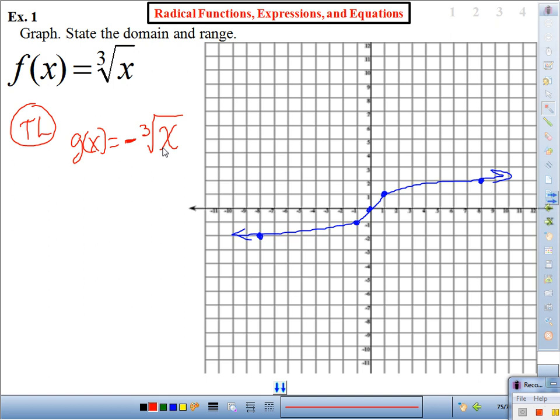Chloe, what does it do if it has a negative outside to this function? What? It reflects about which axis? That is correct. Did everybody hear that? Yes. Chloe in the house. She said it reflects about the x-axis. So this point reflects down here. This point reflects down here. This point reflects up here. This point reflects up here.